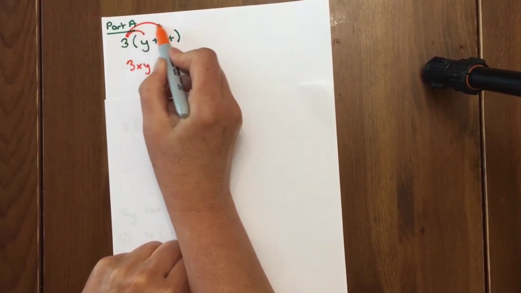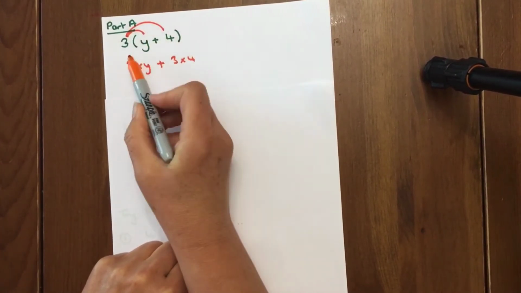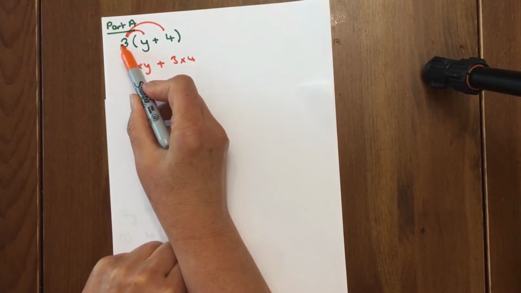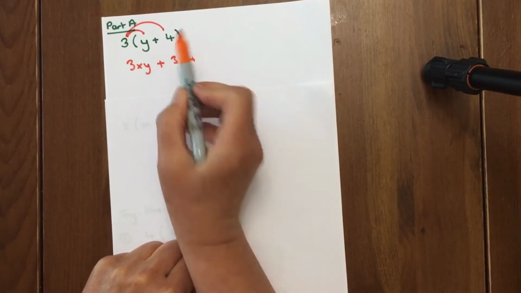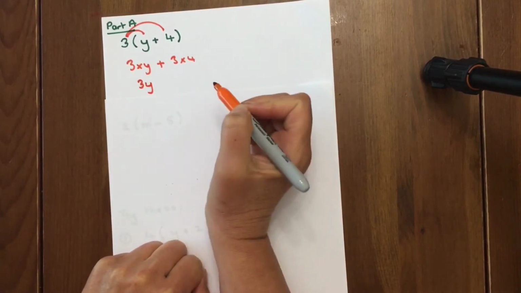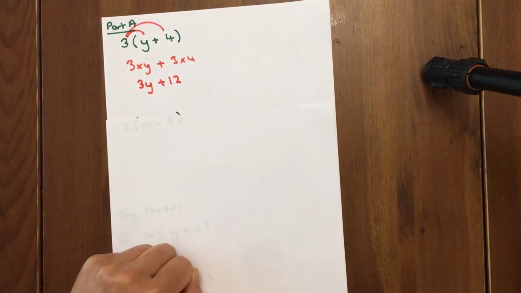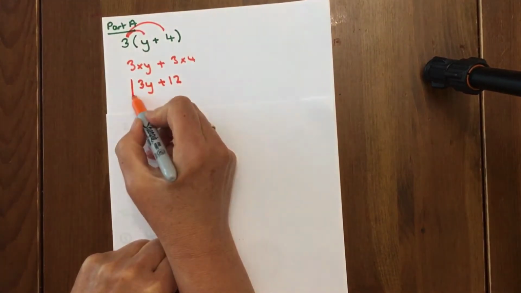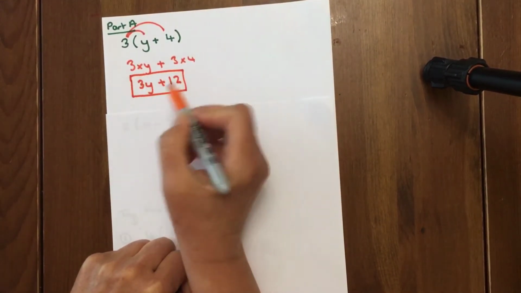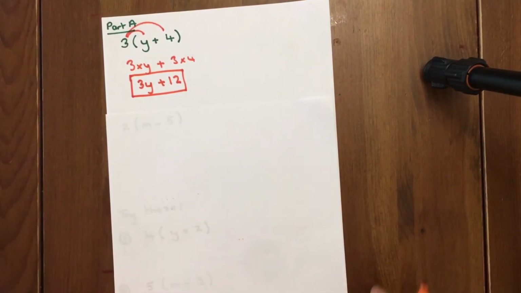So we say it's 3 times y plus 3 times 4. And these kind of arrows help us to say that we're multiplying everything on the outside with everything inside. And the shorthand way of writing 3 times y is just 3y plus 12. And that's my answer. Okay, I leave my answer as an expression in terms of y. I don't know what the value of y is, so I just leave it like that.